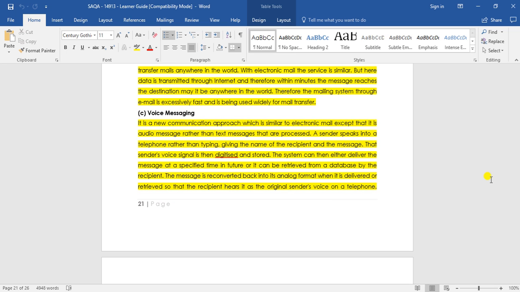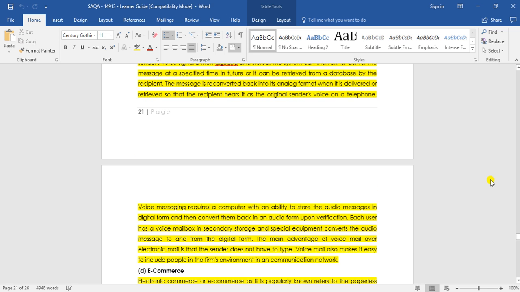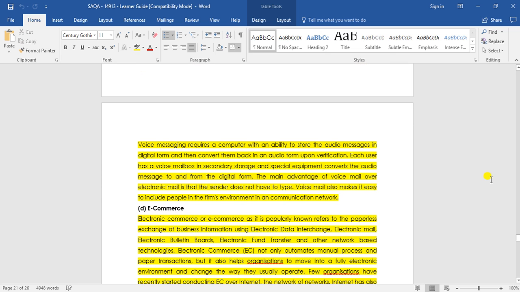The message is reconverted back into its analog format when it is delivered or retrieved, so that the recipient hears it as the original sender's voice on a telephone. Voicemail requires a computer with an ability to store the audio messages in digital form and then convert them back into an audio form upon verification.